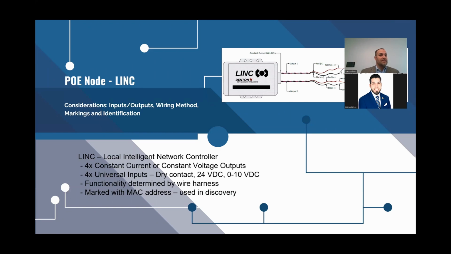Next, there's something that the industry term most people use is a PoE node. We call that product, our branded one, a link. And we call it that because it's the local intelligent network controller. The considerations you need to know are how many inputs and outputs you have, and what type of wiring you have to have with it. And I'll point out, this is considered an off-light node. You don't have to have it baked into the light.